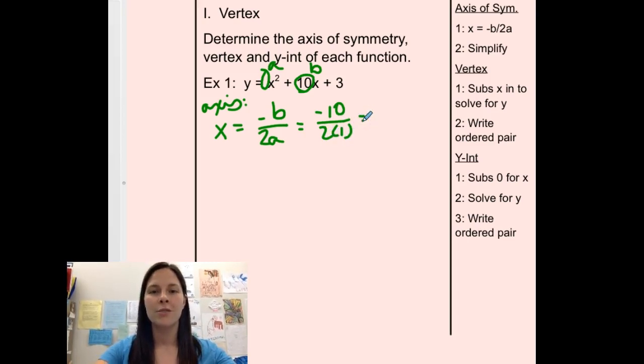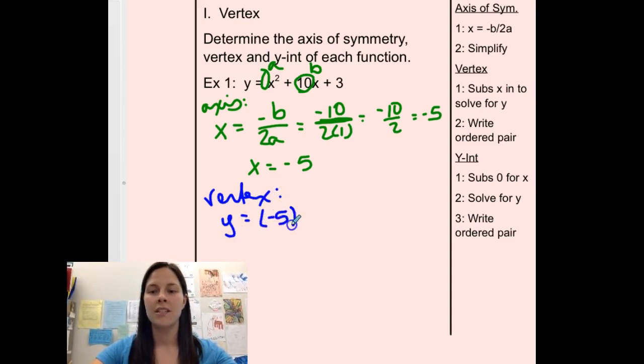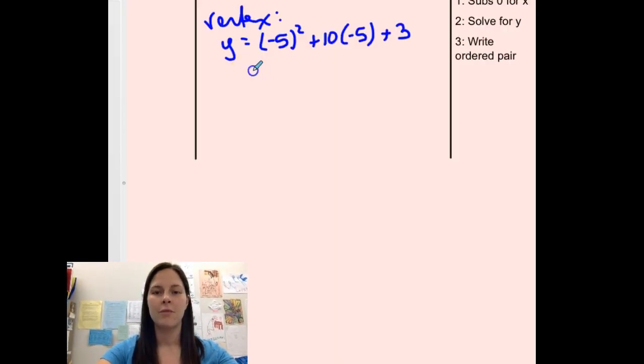Order of operations says grouping symbols first. This fraction bar acts like a grouping symbol, so we need to multiply in the denominator first, and then we can divide. So our axis of symmetry is the equation x equals -5. Next, we will use that to find the vertex of our function. We simply take that x value and substitute it into the equation everywhere we see an x. And then we will solve for y.